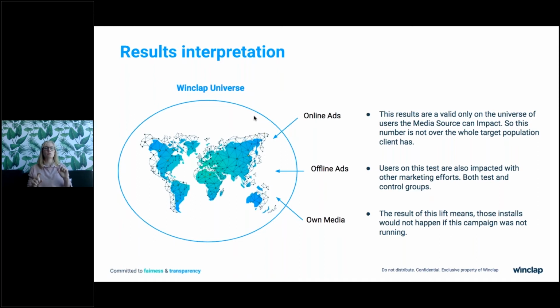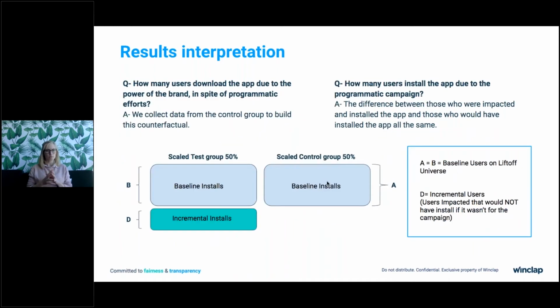So this is something to keep in mind, because you cannot do 2 or 3 or 4 different tests and compare those numbers, because those tests are over different universes, okay? So the result of any lift test will tell you that those instances would not have happened if the campaign was not running. That is really important, a key takeaway from the test.